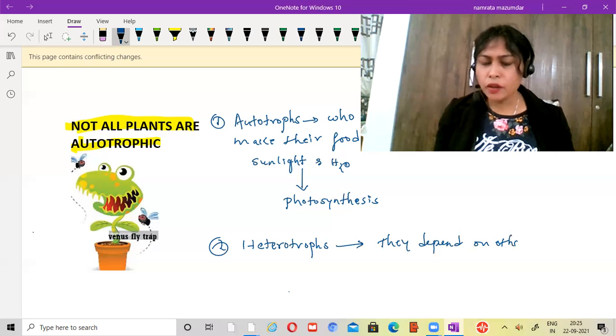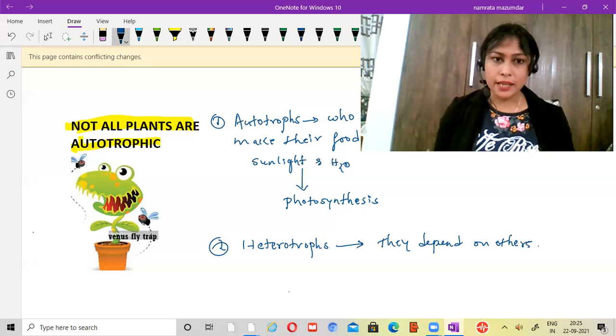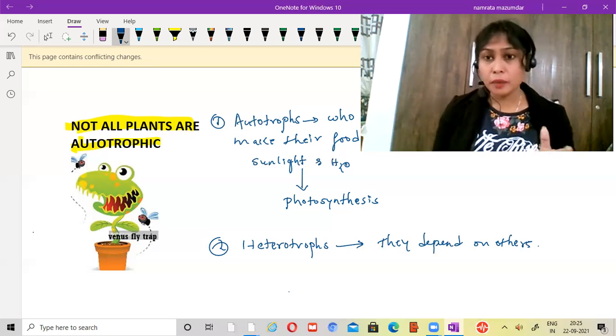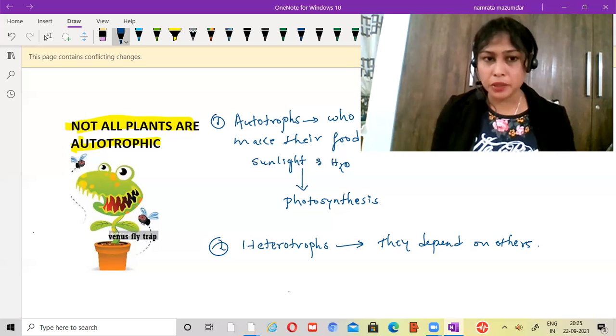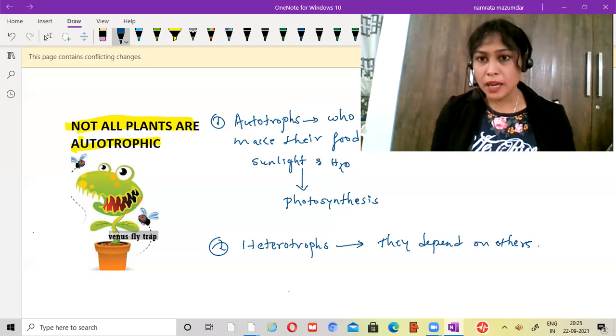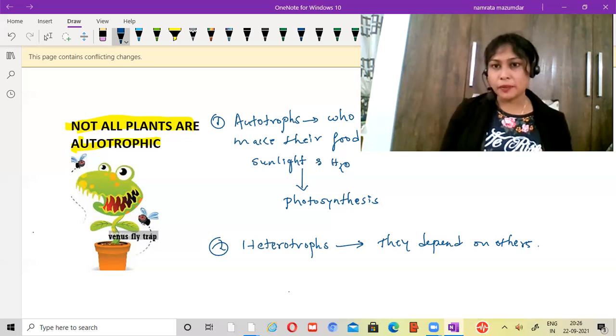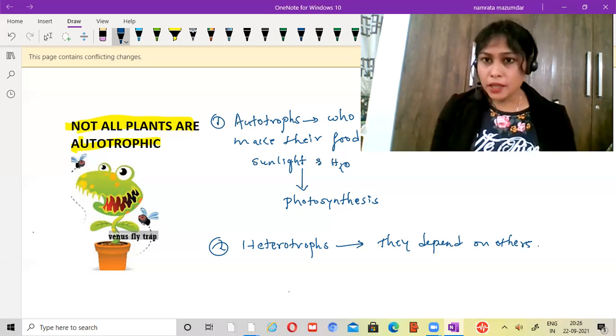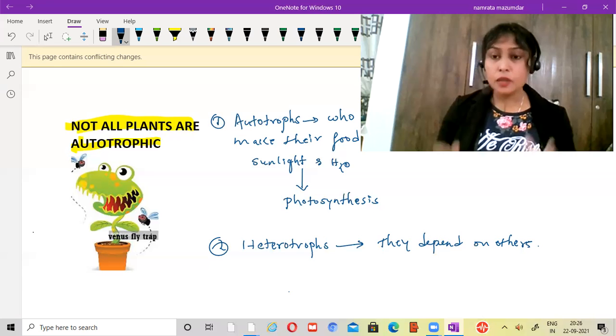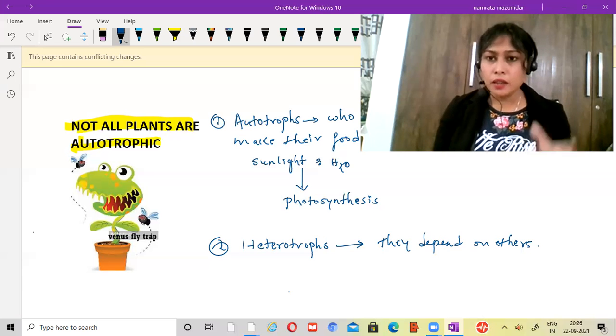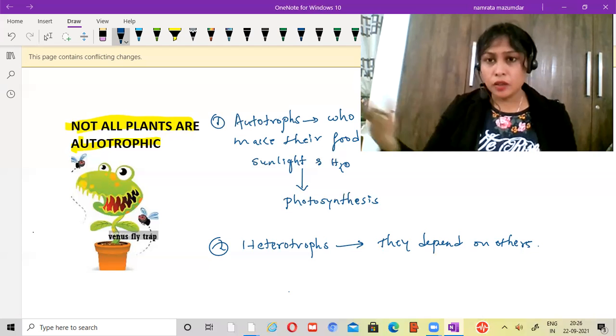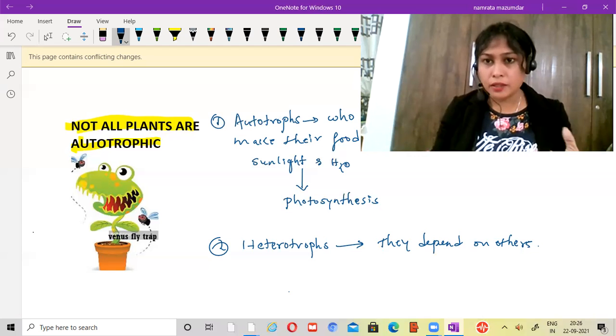So what kind of organisms are they? I'm talking about insectivorous organisms, the plants, not animals. Plants like Venus flytrap or Nepenthes, also called the pitcher plant, depend on other organisms like insects for their food. But what is the need for insects in their body? Actually, insects are proteins, like other organisms.